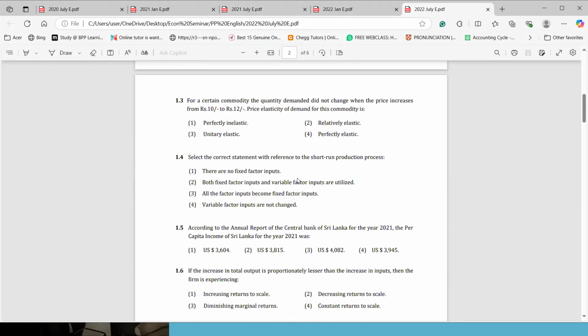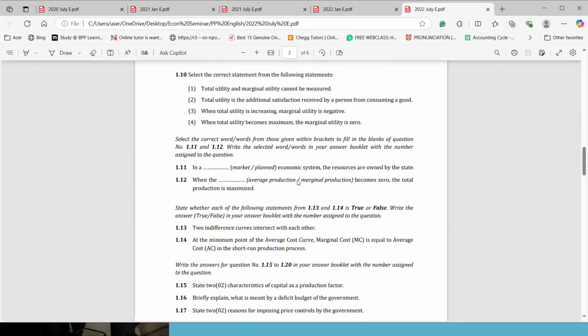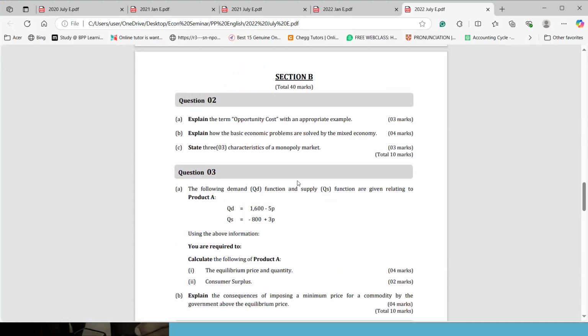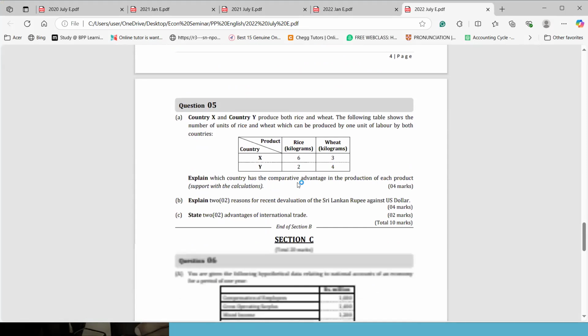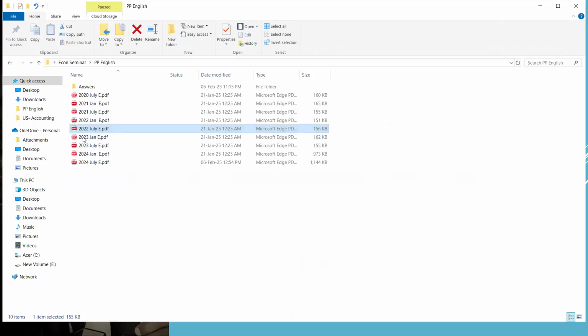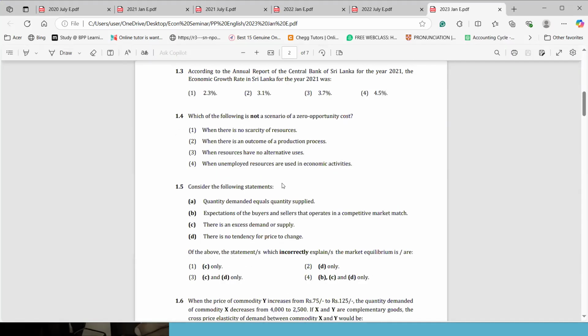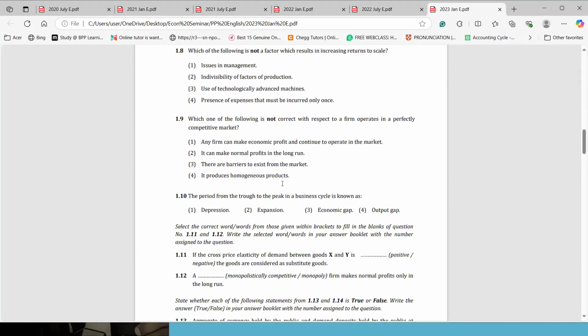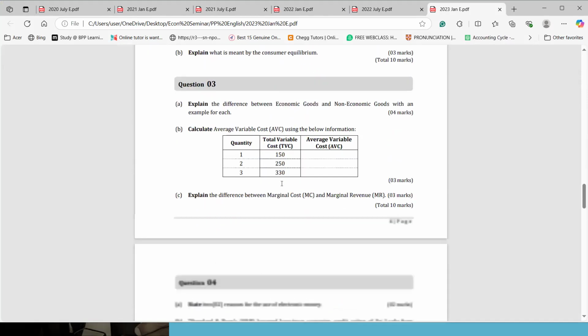22 July. Yes. Look, this part is very important. That's why I discussed this. Explain two reasons for recent devaluation of Sri Lankan rupees against US dollars. Advantages of international trade. Now, the whole question is easy. 23 January. 23 January question.